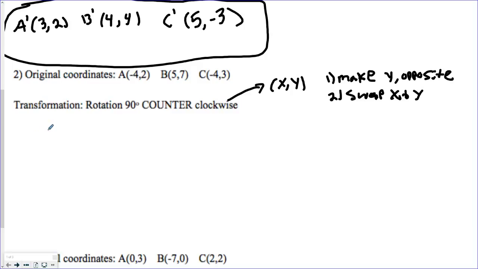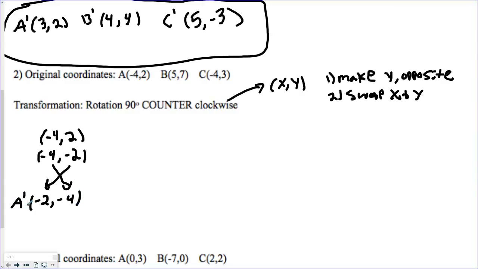So here's what I mean by that. Let's take a. Negative 4 comma 2. So the first thing I'm going to do is make y the opposite. So positive 2, the opposite would be negative 2. And then I'm going to swap my x and my y. So it'd be negative 2 comma negative 4. And that would be my new a prime.